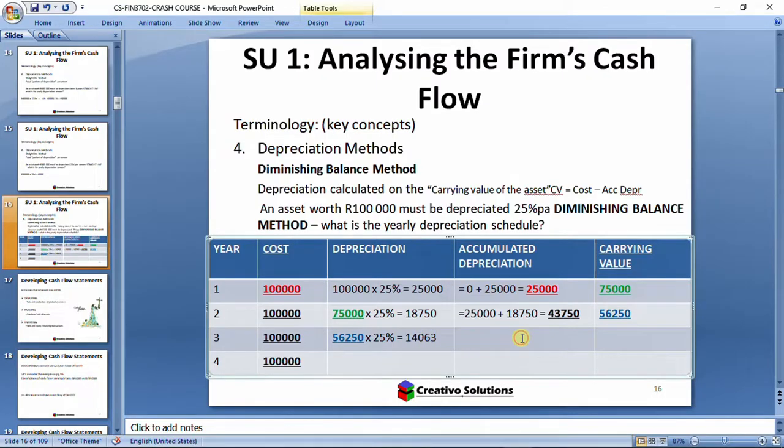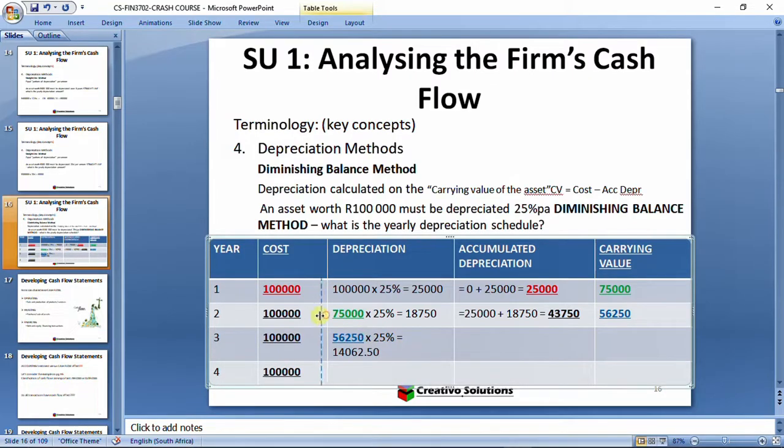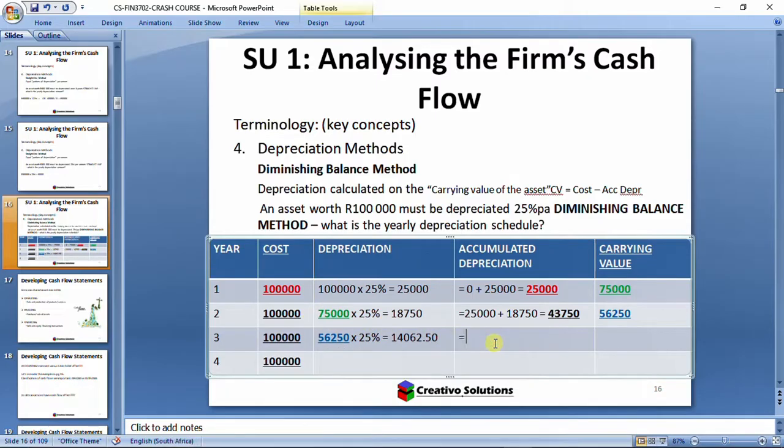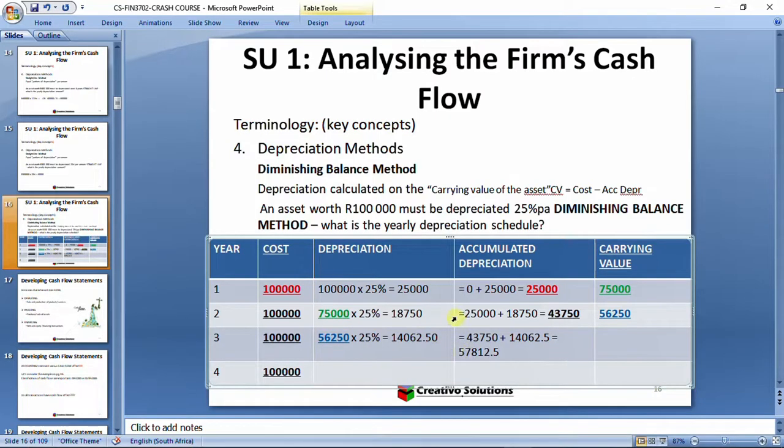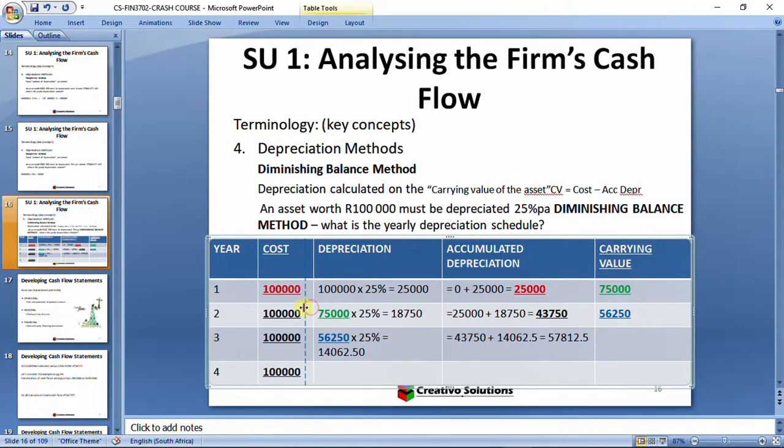Okay, accumulated. Actually, let's not round it off. Let's just keep it full numbers instead of rounding it off. Okay, this one. 57,812 rand. Ah, 50. Good. You added. Nice. No, 57,812.5. Okay, is this making sense? Yes. All right, and then the last line.